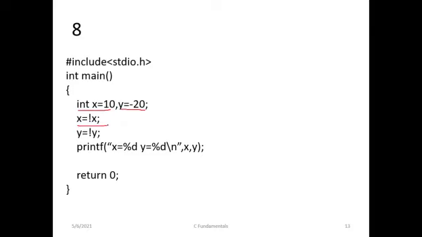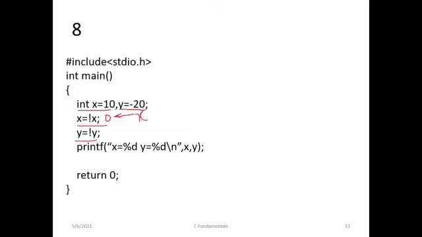What is x is equal to not x? What will you get? X is equal to not x means 10. 10 is a non-zero value, so you will be getting x as 0. So this is the value of x.